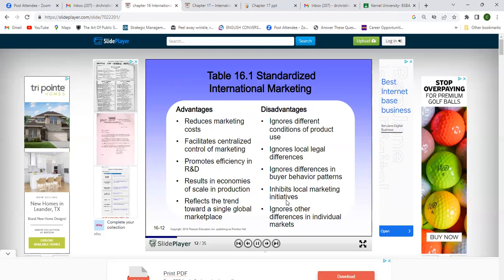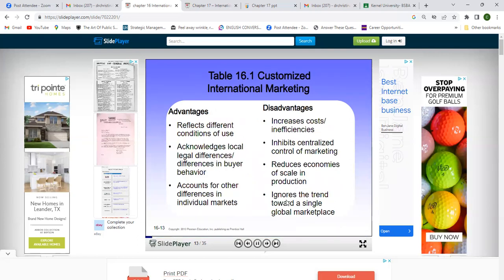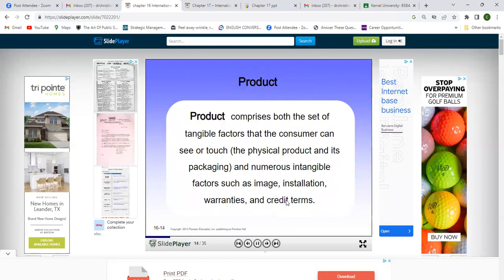You have advantages, like reducing marketing costs, and disadvantages, like ignoring different conditions of product use. You can see the advantages and disadvantages here. More advantages and disadvantages. Advantages like reflecting different conditions, knowledge of local legal differences. Disadvantages could be increased costs or inefficiencies.